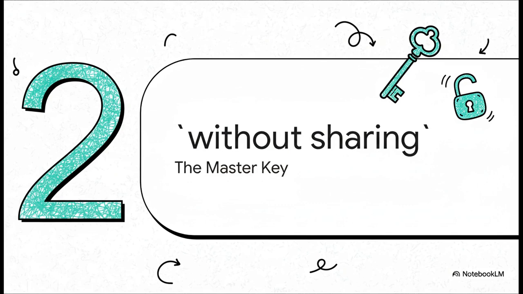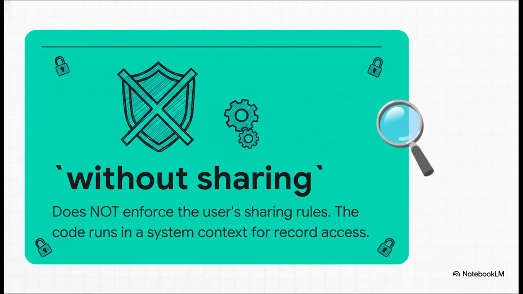But what if you need to bypass the rules? Well, that brings us to our second keyword, without sharing. If with sharing is the by-the-book officer, this is the one holding the master key. It can open any door it wants. The magic phrase here is system context. This keyword totally elevates your code's privileges. It allows it to see and modify records no matter who is running it. The code itself becomes the trusted agent, not the user.